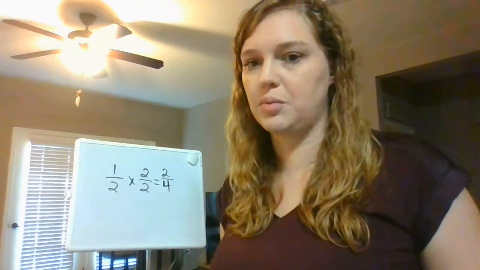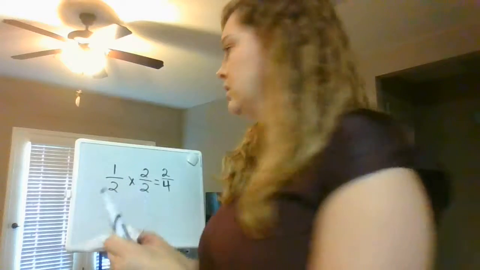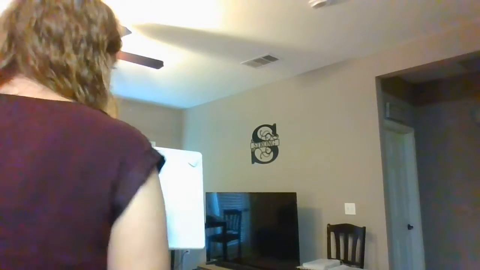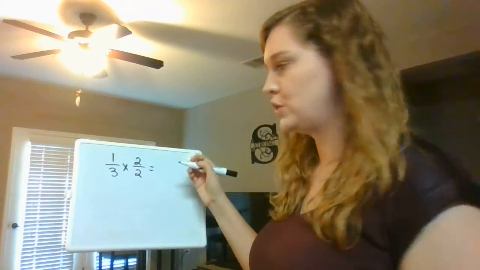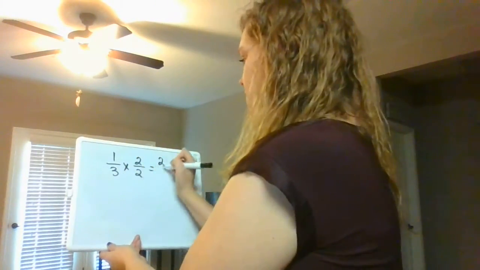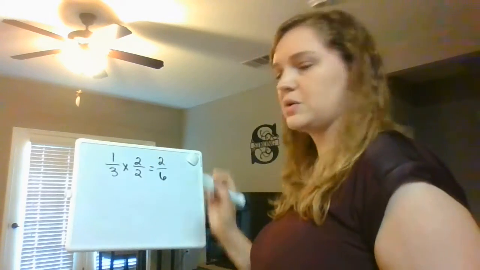So let's go ahead and do example 3 together. It says, find 4 fractions equal to 1/3 by multiplying 1/3 by 2/2, 3/3, 4/4, and 5/5. So we can find 4 different equivalent fractions to 1/3 by doing this. So we have 1/3 times 2/2. 1 times 2 is 2. 3 times 2 is 6. So 1/3 is equal to 2/6.